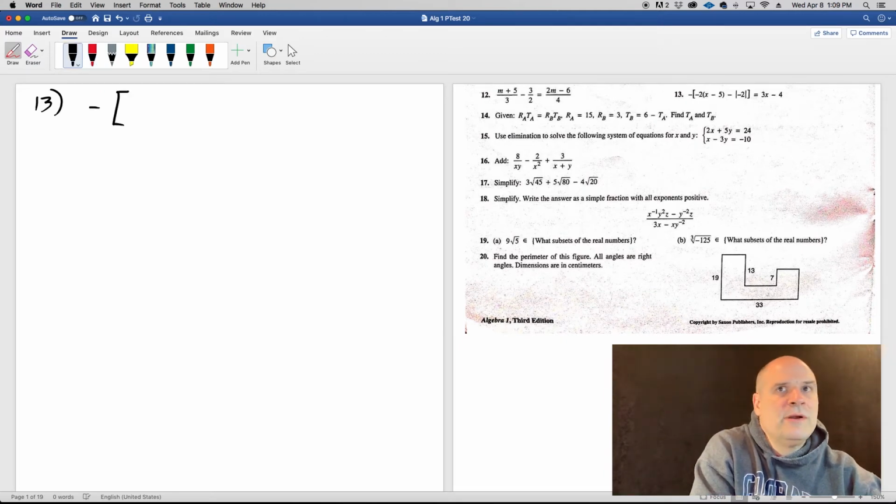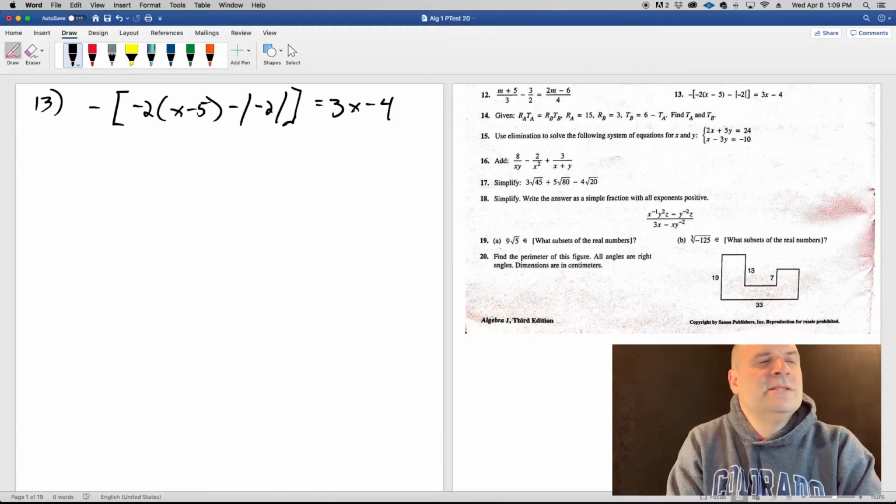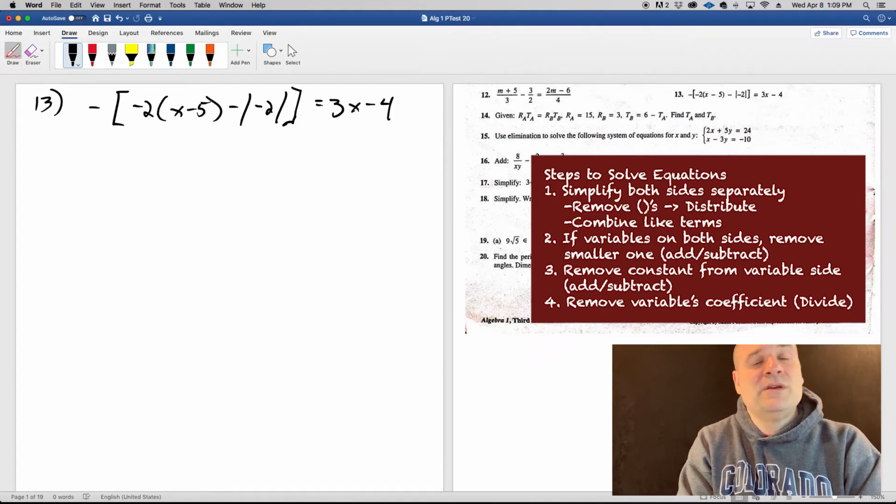Negative, bracket, negative 2, parenthesis, x minus 5, parenthesis, minus absolute value of negative 2, equals 3x minus 4. All right. A lot of you are probably going to get this wrong. Yeah, I said it, okay? But not because you don't understand it, but because there's so many opportunities for you to mess this up. Let's eliminate those possibilities. So we're gonna simplify this equation first.